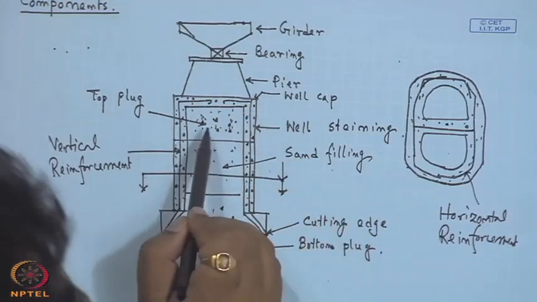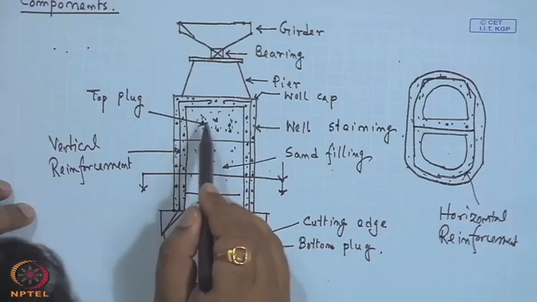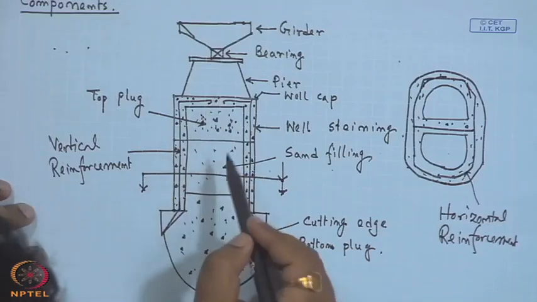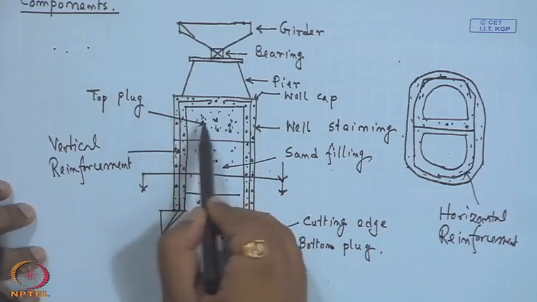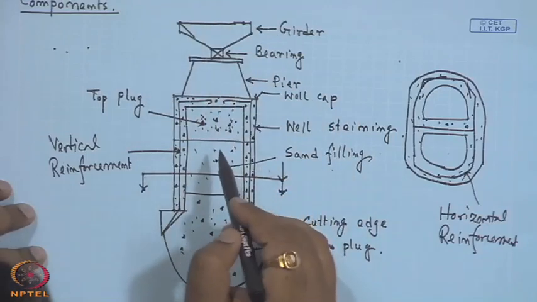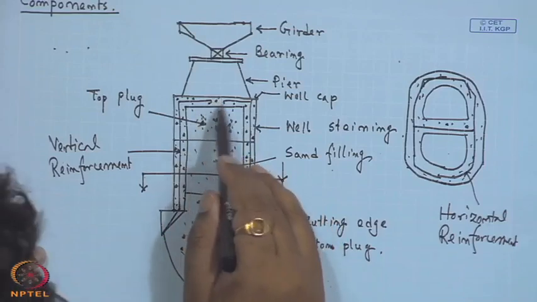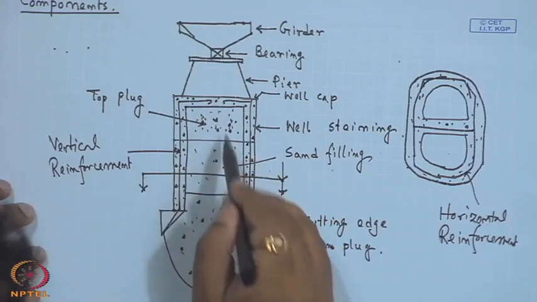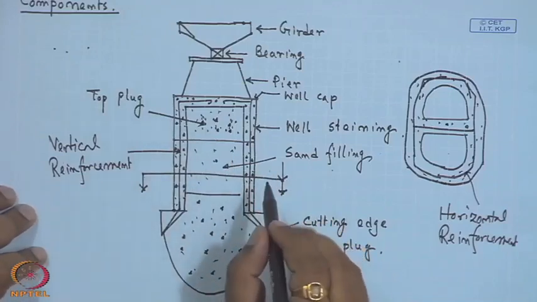So this top plug provides contact between the well cap and the sand filling, and this helps to transfer the load which is coming from the structure to the sand filling. So from here, it will transfer the load from the well cap to the sand filling. That is the purpose of this top plug.